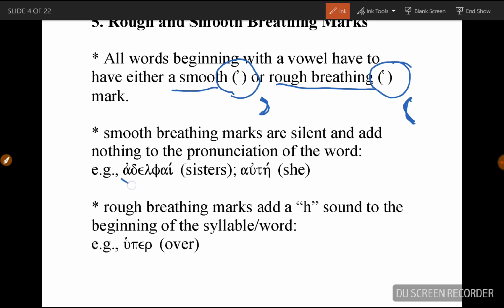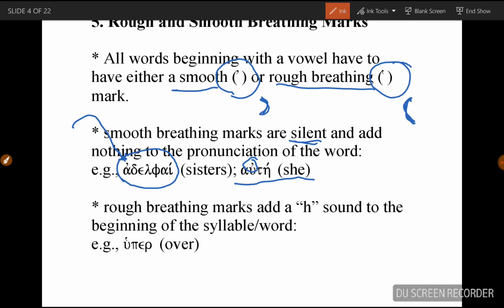So for this one right here, adelphai, which is the word for sisters, plural, notice that right over the alpha you see that there is a smooth breathing mark. So smooth breathing marks are silent and add nothing to the pronunciation of the word. So this is pronounced adelphai. Now, can you pronounce this? This is ate. Notice here that if you have two vowels, a diphthong, the smooth breathing mark doesn't go over the first letter, but the second.